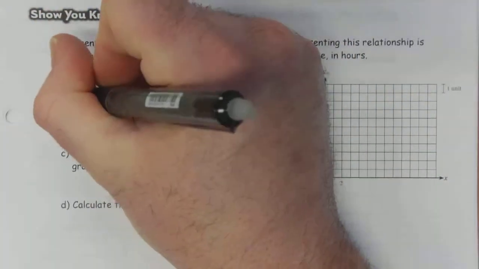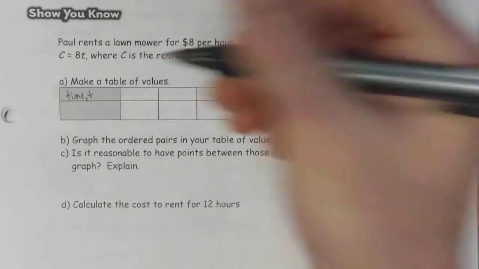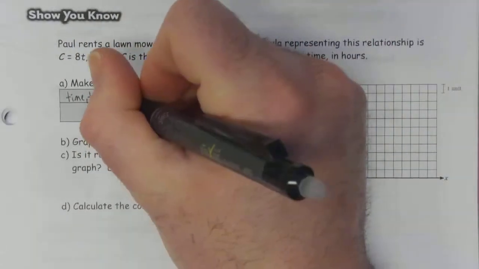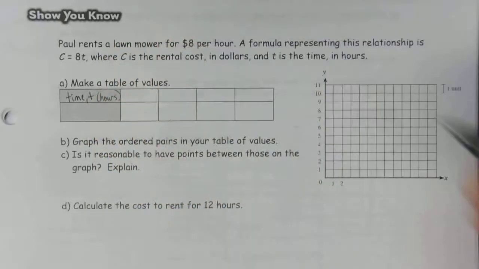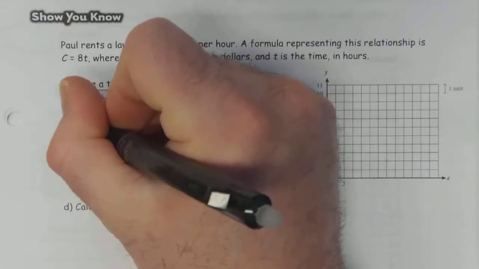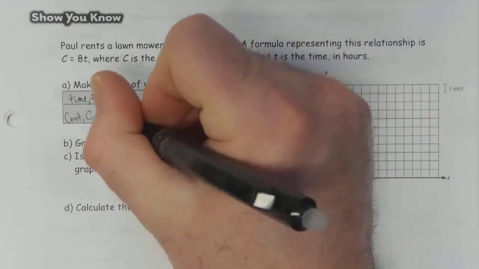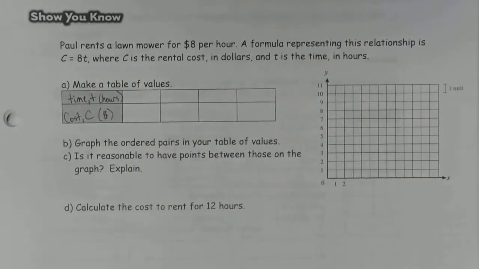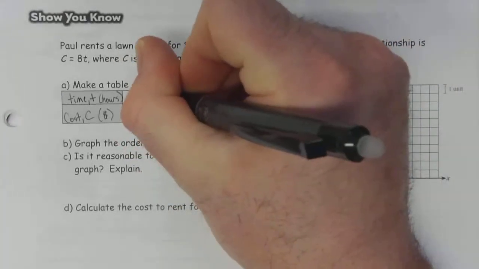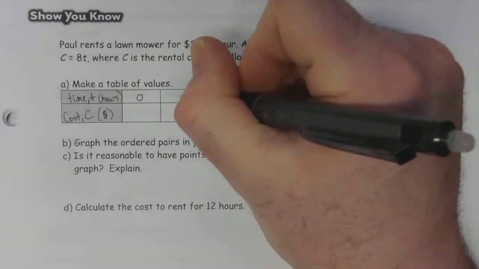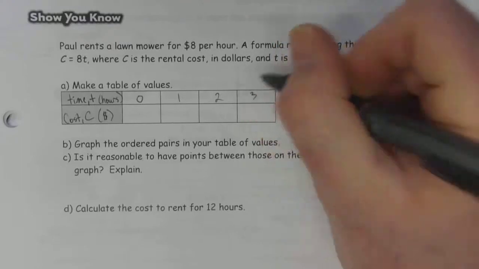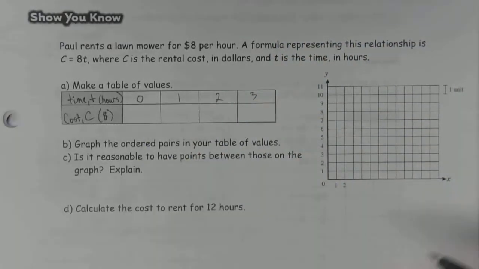So this is time, T, and that's in hours. And then this is the cost, C, and that's in dollars. I like to have all of those details in the chart. So we can make up any number we want, but 0 is a good starting place. And time in hours, we can just do 1, 2, and 3. And if you started at 1, that's fine. And then you just end up going to 4.